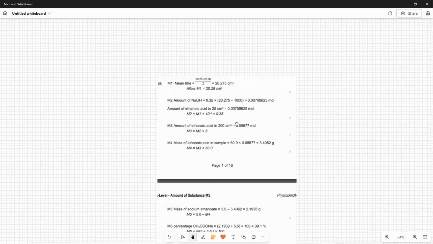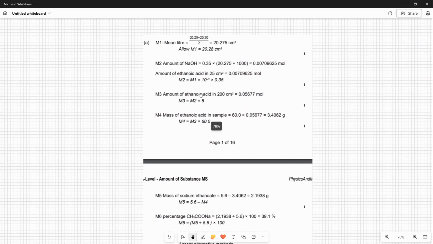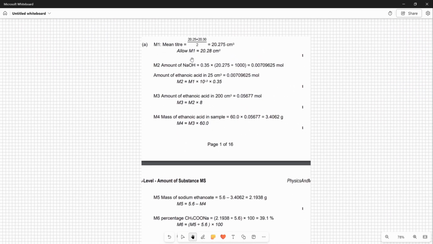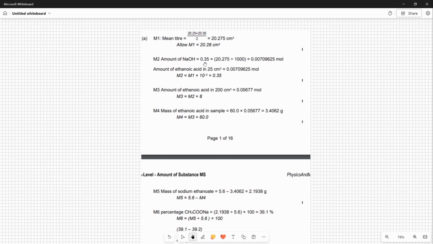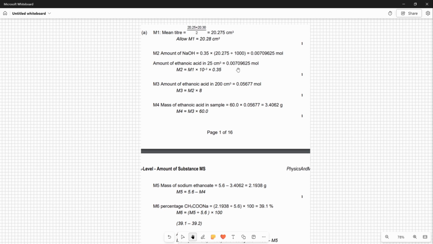Here is the mark scheme. So they find the mean titer. They allow a rounding of our mean titer to 20.28. I kept it as it was. They find the moles of sodium hydroxide. They say amount, but they mean moles. And therefore, yeah, they conclude that the moles of ethanoic acid is the same. It has a 1-to-1 ratio.